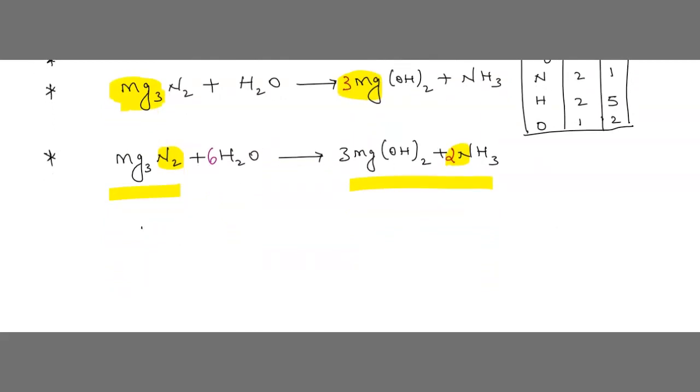Now can you see here? Mg, N, H, O. How many Mg? 3 Mg. In the product side, how many Mg? 3 Mg. How many N? 2N. How many N? 2N. How many H? 6 2s are 12H. In the reactant side, we have 12H. Correct, no? In the product side, 3H plus 2H, 5H. Plus 2 3s are 6H. Just a minute.